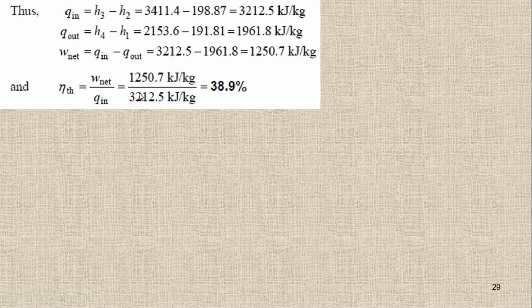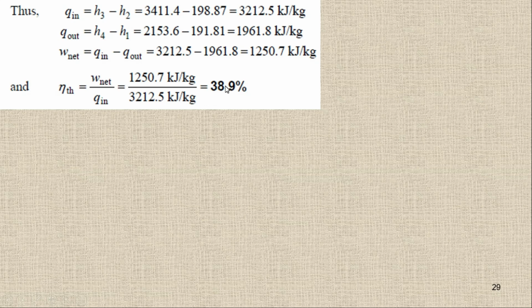And W net is Q in minus Q out. You know Q in and Q out, so you'll get the answer of 1250.7 kilojoule per kilogram. Now when you know W net, you can easily calculate the thermal efficiency, which is W net upon Q in, and then you will get 38.9% thermal efficiency. So this is the easiest part to find the thermal efficiency.